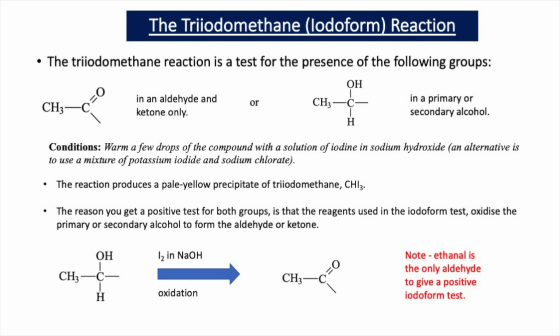Now when it comes to aldehydes, there is only one aldehyde that gives a positive iodoform test, and this is ethanal, because ethanal has a CH3 bonded to a C double bond O and a H. So ethanal is the only aldehyde that gives a positive iodoform test.